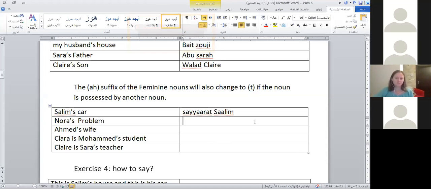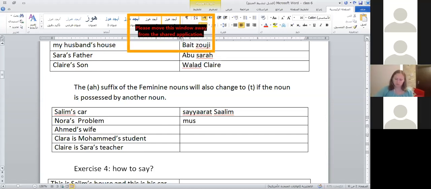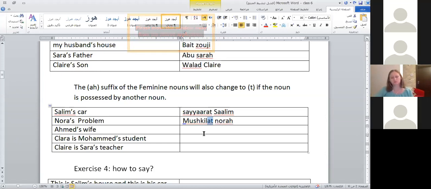Okay, so Dominica, help me here. How to say Noura's problem? مشكلات نورا. ممتاز. Why Muhammad? Why don't we say مشكلة نورا? No, because مشكلة is feminine. Yes, the ه should be replaced with the letter ت.